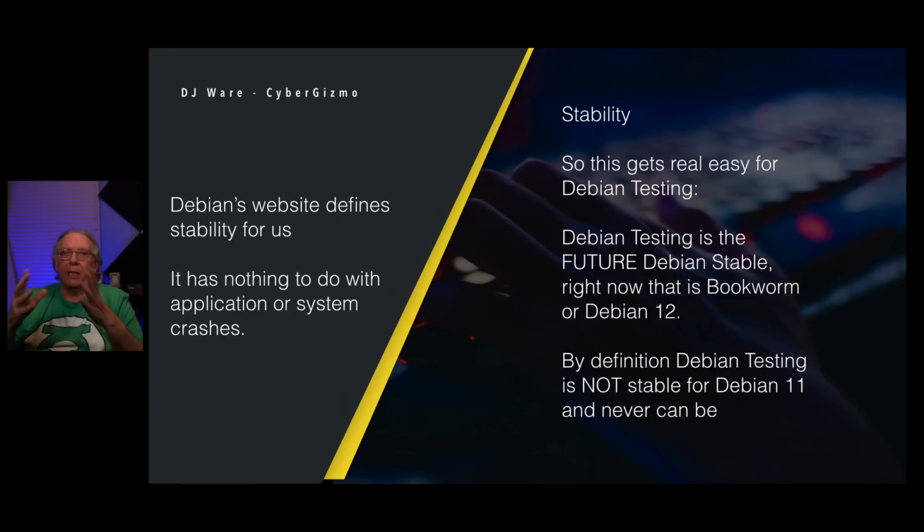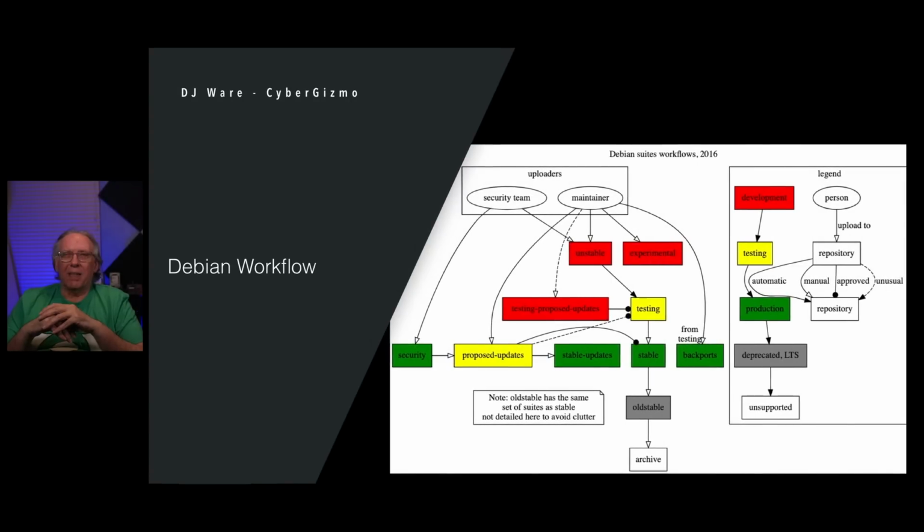So can you assume that if I mix 11 with the testing releases that it will work, that the APIs and ABIs will work? No, you can't. By definition, Debian testing is not stable for Debian 11. It's also not stable for Debian 12 because testing allows new packages to be inserted. That's the other problem you have with Debian testing. So is that a rolling release? No, it just means it's active.